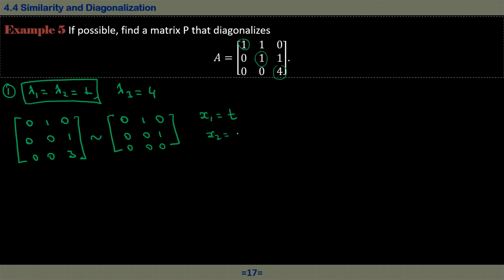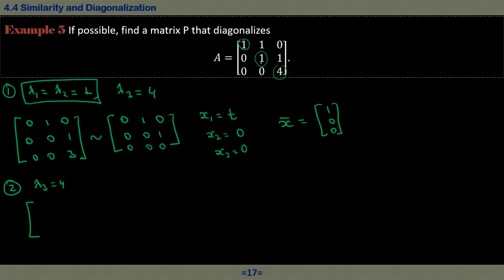x2 is equal to 0. x3 is equal to 0. So one eigenvector corresponding to this eigenvalue is this vector, 1, 0, 0, when the eigenvalue is equal to 1. And how about the second one? When it is 4, we find the corresponding eigenvector.